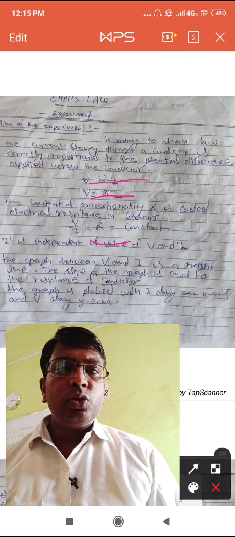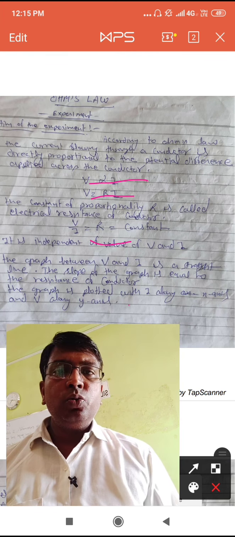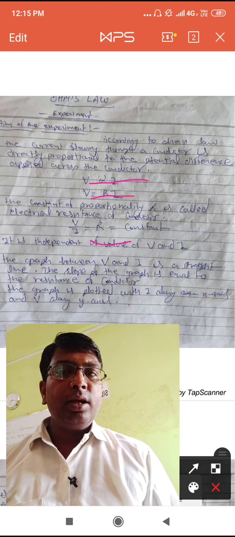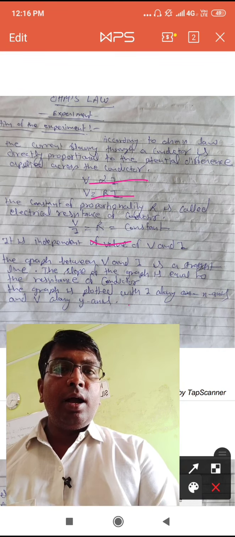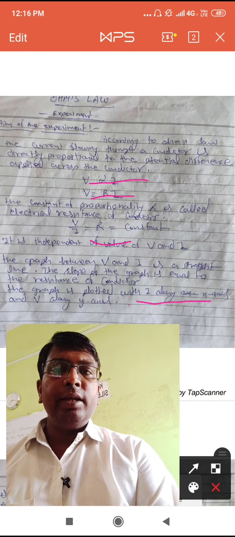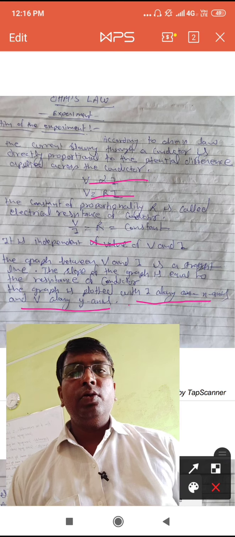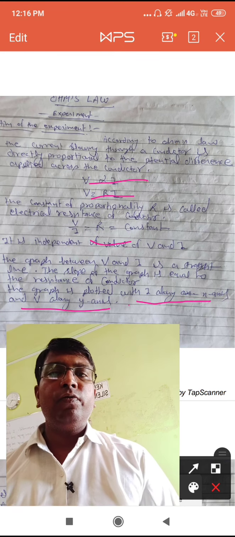The slope of the graph equals the resistance of the conductor, and the graph is plotted with I along the x-axis and V along the y-axis. So we draw the graph and calculate the value of resistance R.